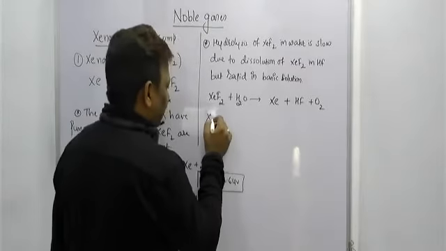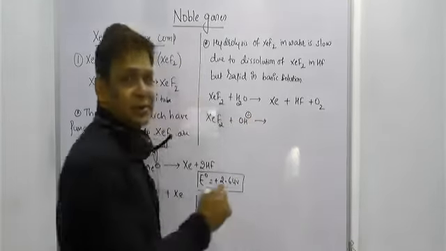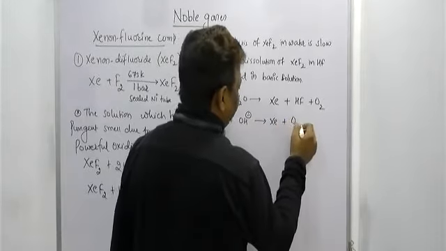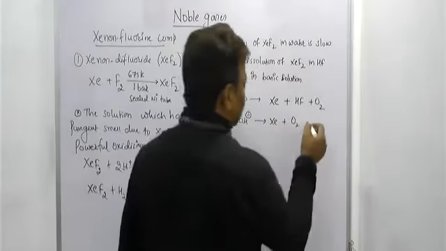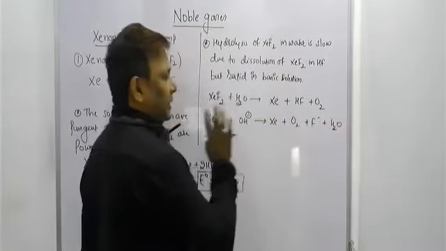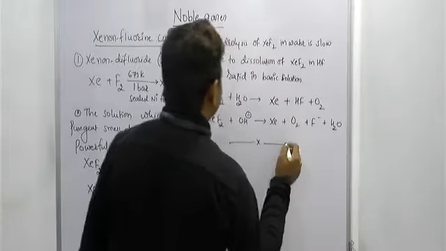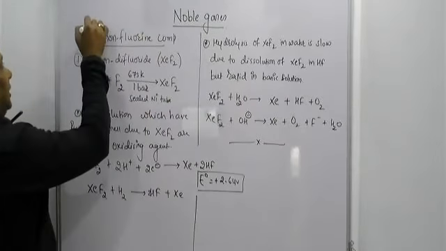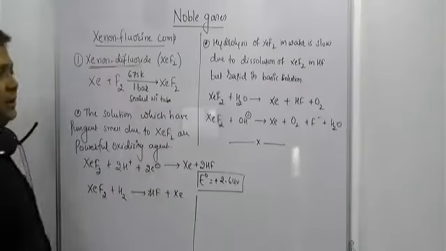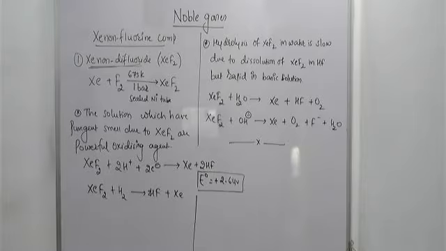But if you want to do the same in a basic medium, beta, basic medium means alkaline medium, OH minus ion should be there. And what does it form? It forms Xe, it forms O2 gas. We have to balance it. It forms fluoride ion and it forms water molecule. Remaining you have to balance. Correct, beta? So these are the reactions of xenon difluoride, a compound of xenon with fluorine. Take a screenshot, beta. Next one we will go to xenon tetrafluoride.